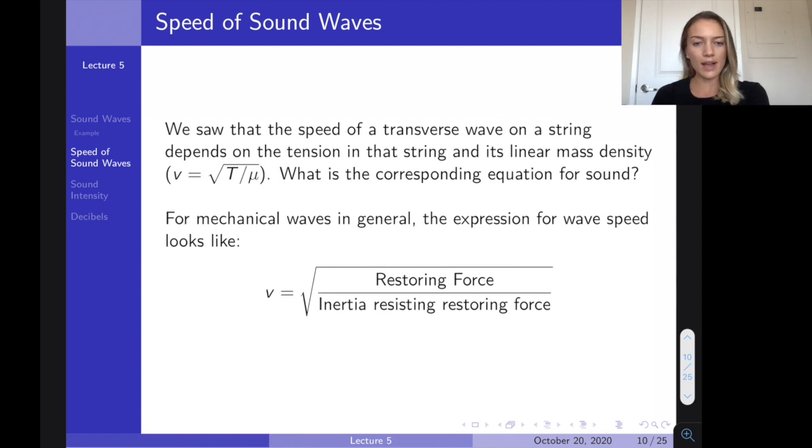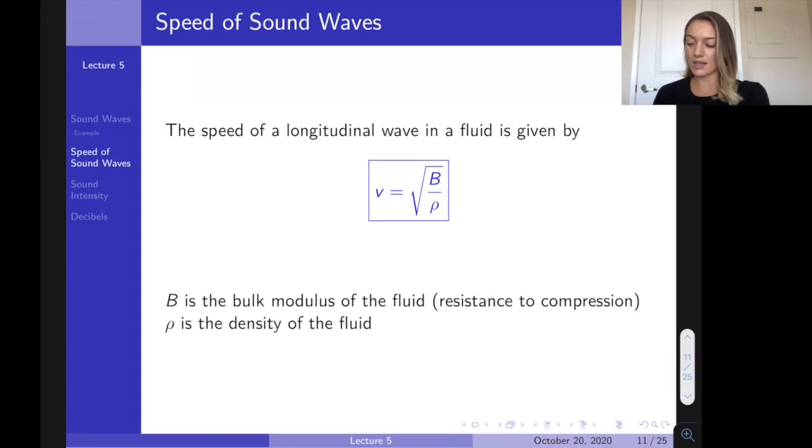So we can think of, in the case of sound waves, the restoring force as being like the bulk modulus because, like I said before, it measures how resistant to compression a fluid is. So that will play the role of our restoring force. And then the inertia resisting the restoring force is like the mass. In the case of a fluid, it's just going to be the density instead of the linear mass density. So our formula for the velocity of sound in a fluid, any longitudinal wave actually, in a fluid is going to be given by this. It's going to be the bulk modulus divided by the density, and then take the square root of that.